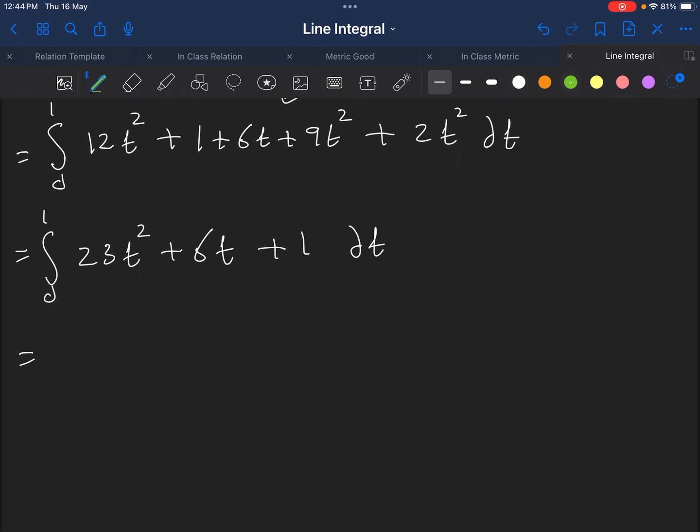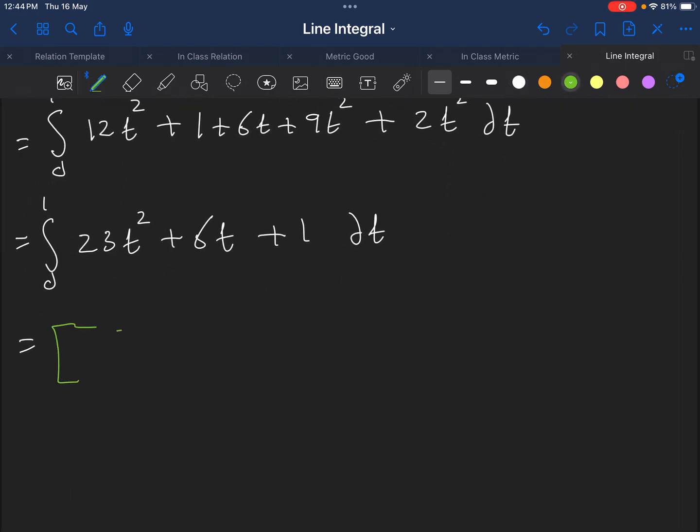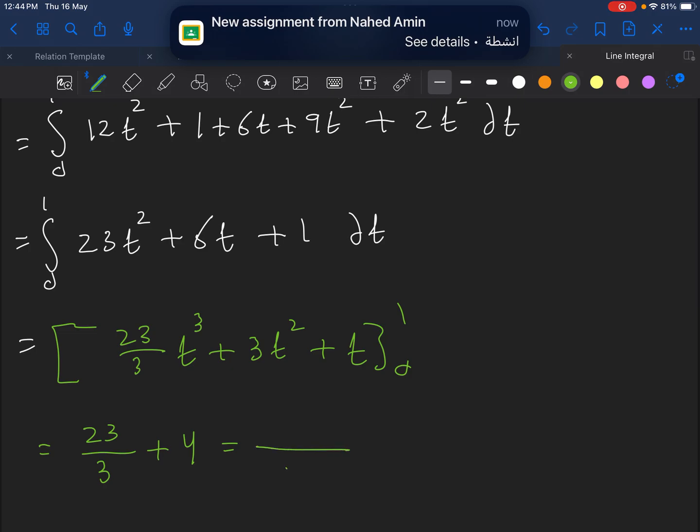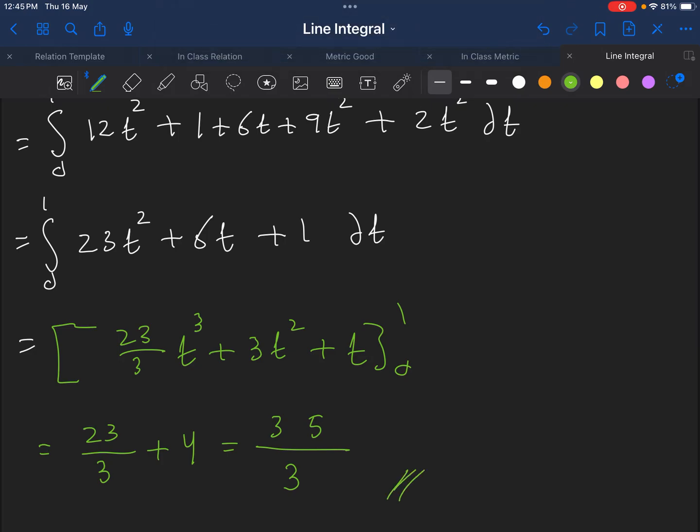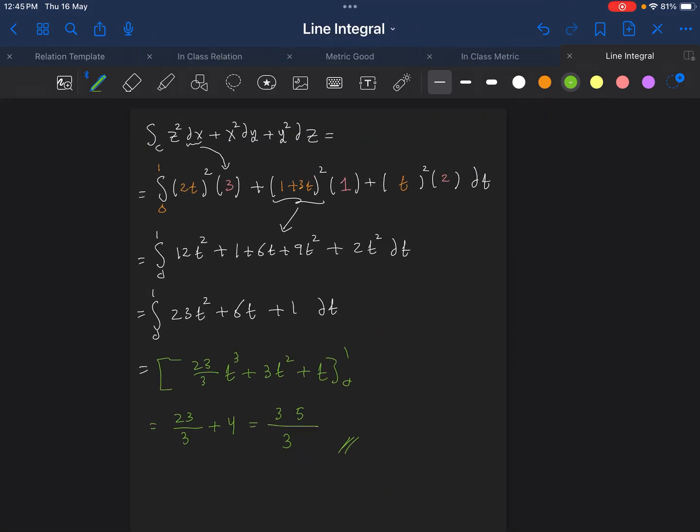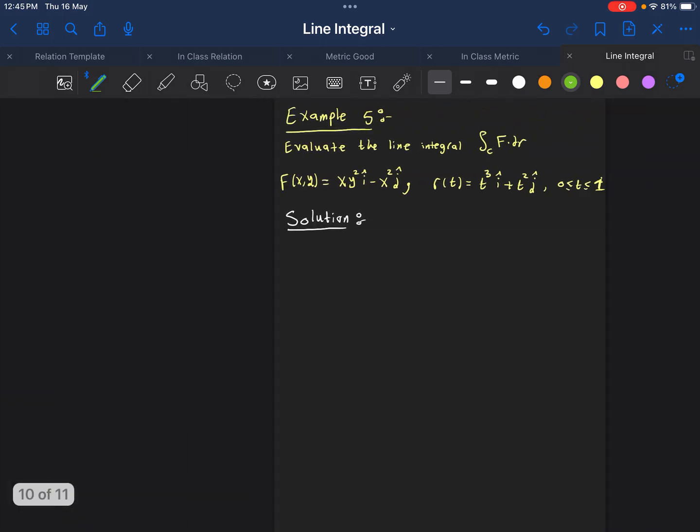which is fairly easy. The integral will become 23 over 3 t cubed plus 3t squared plus t, substitute 0, substitute 1. The final answer will be 23 over 3 plus 4, which is 35 over 3. And that's how we finish example number 4.